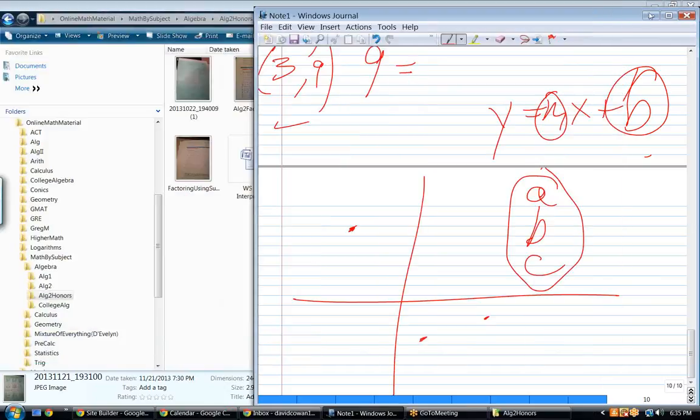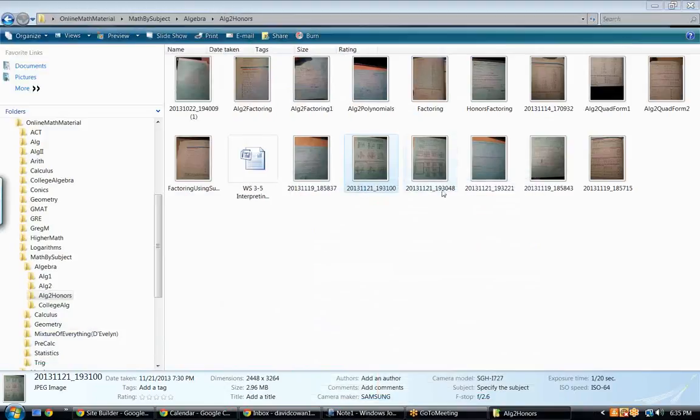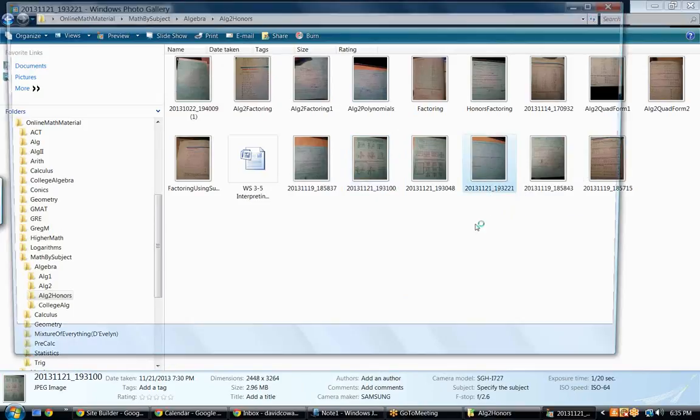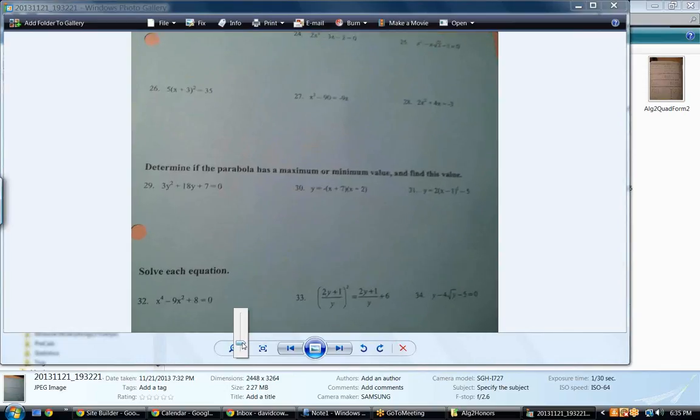Yeah, let me open another page. I came across a problem last night that was really hard. I couldn't believe it. This is it, I think. I've never come across one of these.